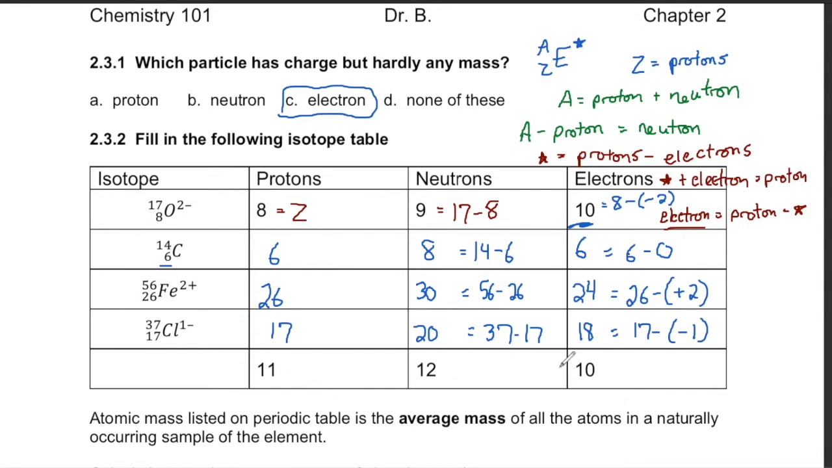So here we know the protons, neutrons, and electrons. We're going to try to figure out what we have here. So the protons would be the atomic number 11. The mass number would be the protons and the neutrons added together. So 11 plus 12 is 23. So this would have a mass number of 23.